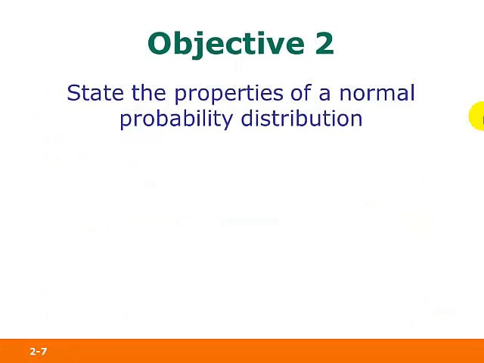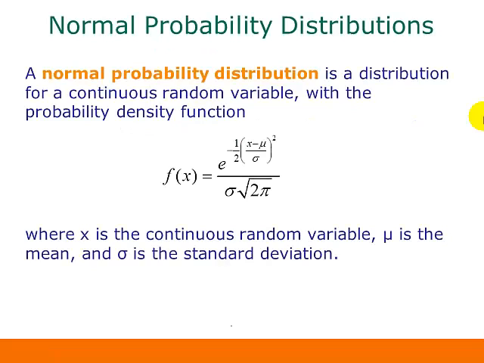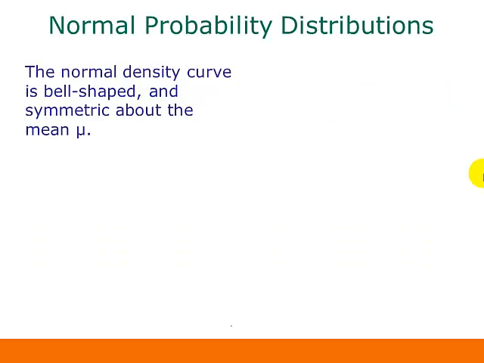Objective 2 is to state the properties of a normal probability distribution. A normal probability distribution is a distribution for a continuous random variable with the probability density function shown here, where x is the continuous random variable, mu is the mean, and sigma is the standard deviation. Now the normal density curve is bell-shaped and symmetric about the mean mu.